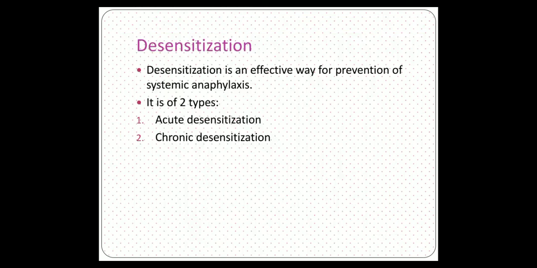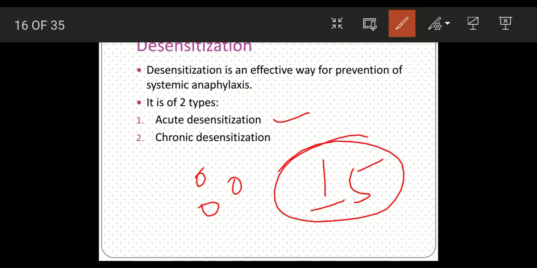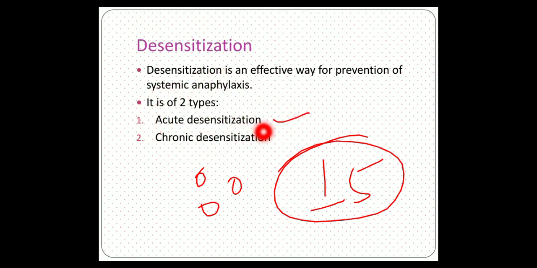Another one is desensitization. Desensitization is an effective way for prevention of systemic anaphylaxis, and it is of two types: acute desensitization and chronic desensitization. Acute desensitization involves the administration of a very small amount of antigen, to which the person is sensitive, at an interval of only 15 minutes. Then the complex of antigen and IgE is produced in small quantities, hence enough mediators are not released to produce major reactions. So this is the concept for acute desensitization.